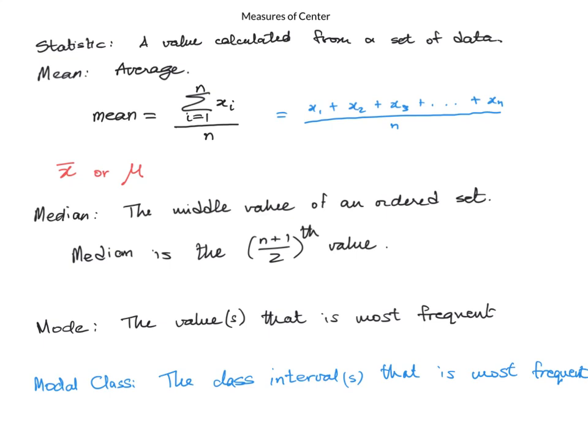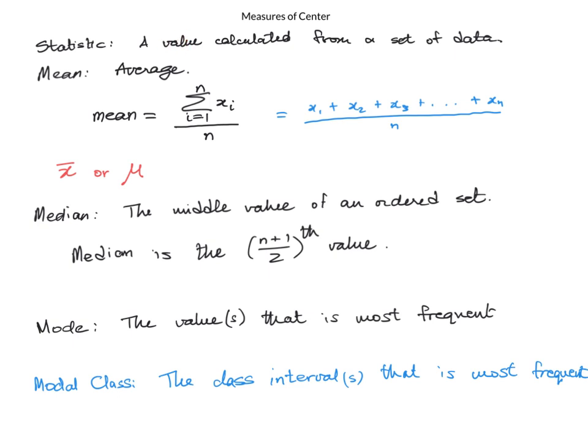This lesson is about measures of center. First, I want to introduce the idea of a statistic. So a statistic is a value that is calculated from a set of data. Instead of looking at the entire set of data, you look at a statistic that represents something about that data. Statistics, plural, will be multiple values that are calculated from a set of data.